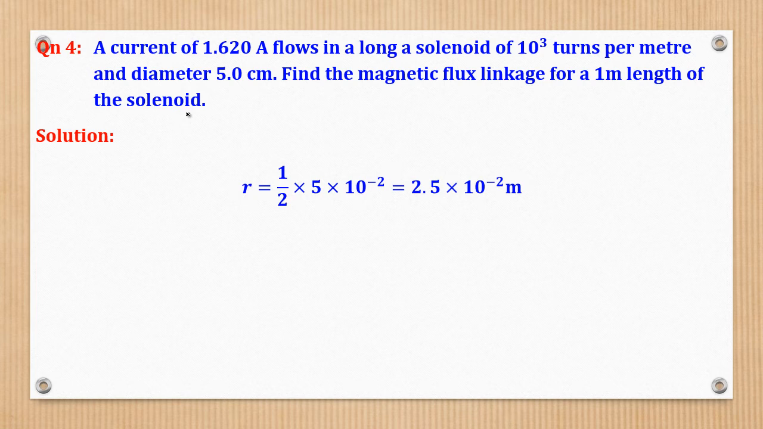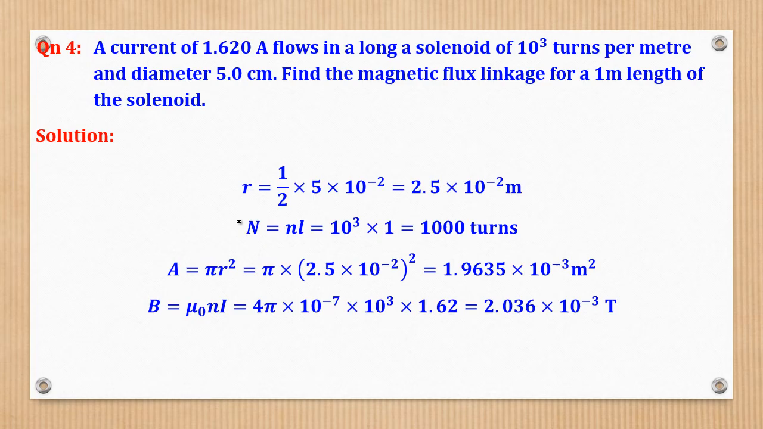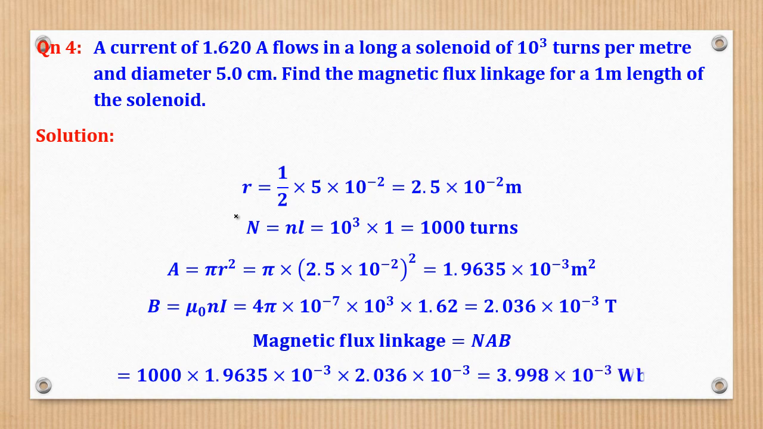Here I've chosen to first get the radius, then I can get the number of turns and the area. Then the magnetic flux density, after which I can multiply to get the magnetic flux linkage. So same as the previous question.